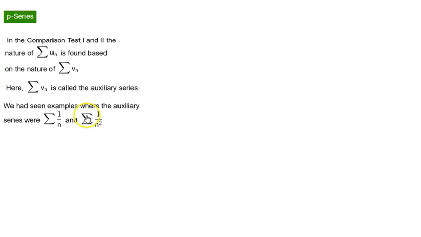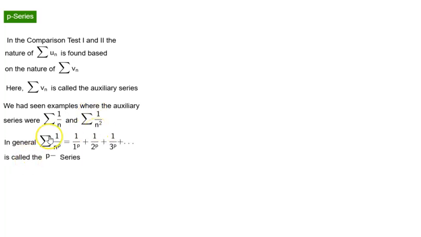Let us look at P series. Now, if you recollect, in comparison tests 1 and 2, the nature of the series U sub n is found based on the nature of another series V sub n. Here, that additional series is called the auxiliary series. I had seen examples where the auxiliary series were the series 1 by n and series 1 by n square.